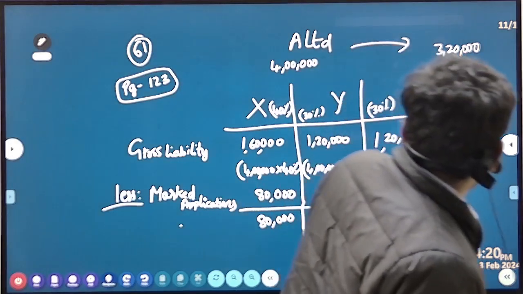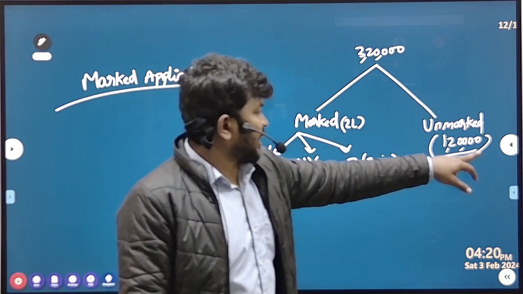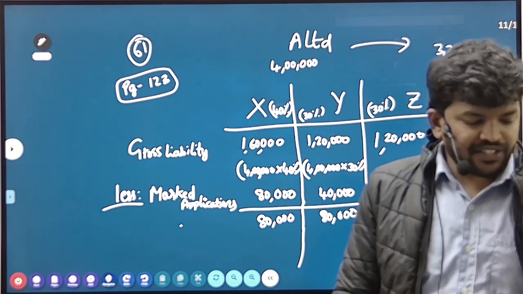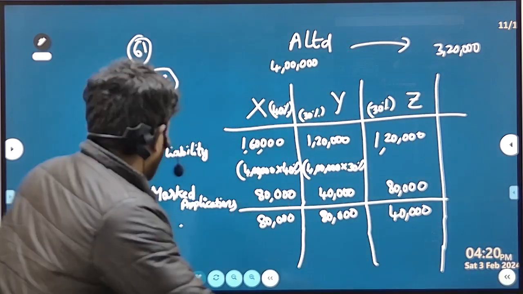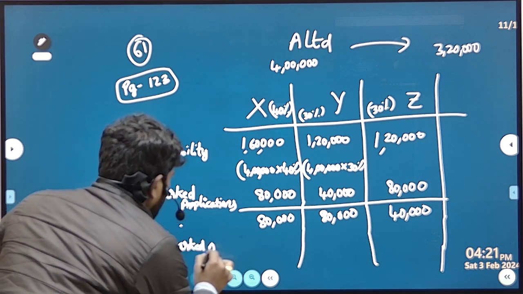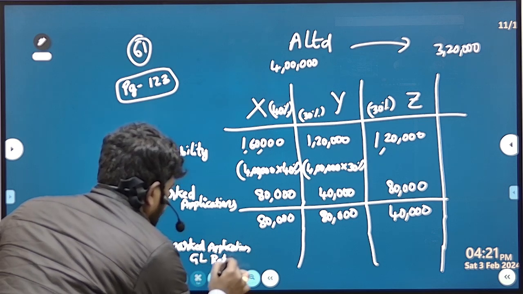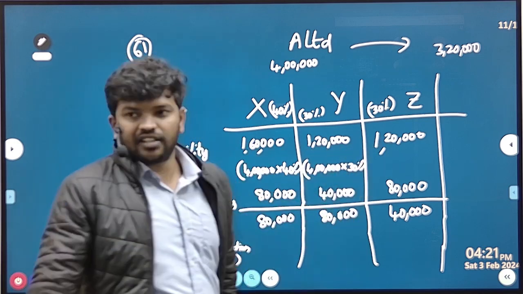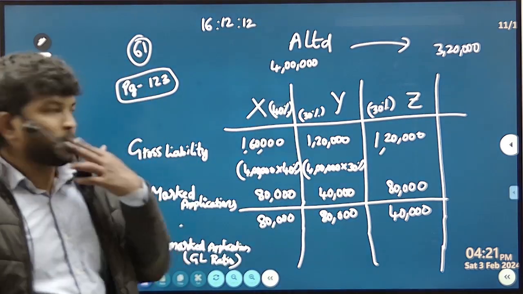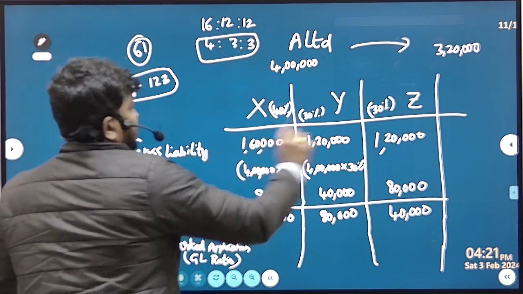Okay. Now we have unmarked applications. How much are the unmarked applications? 1,20,000. Yes or no? Now in the first point, they are mentioning that unmarked applications are apportioned in the ratio of gross liability. What is the gross liability? 1,60,000, 1,20,000, 1,20,000. So the ratio is 16:12:12. You can also take 40, 30, 30, which is 4:3:3. No issue.